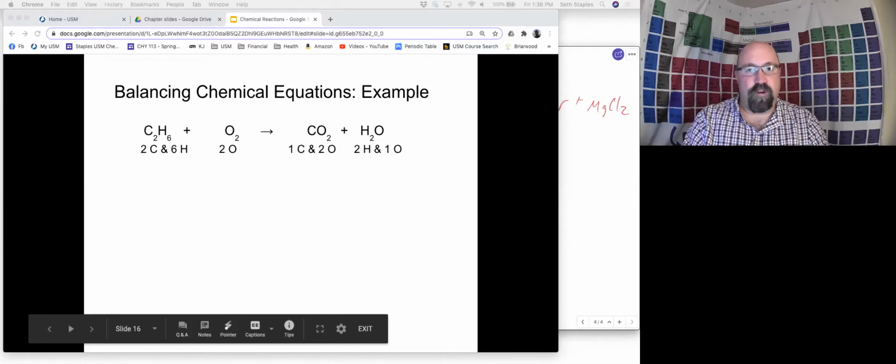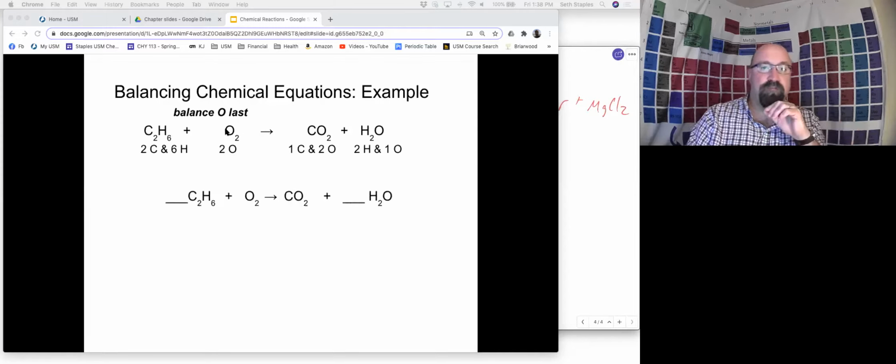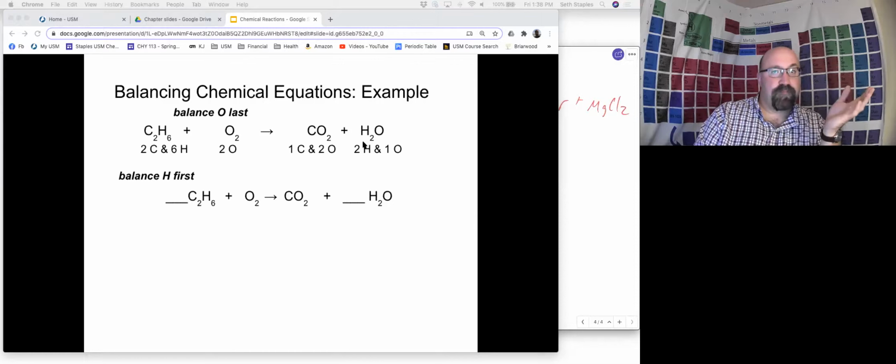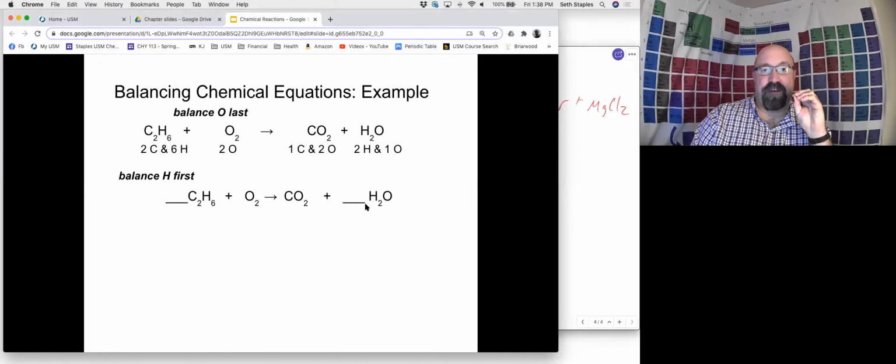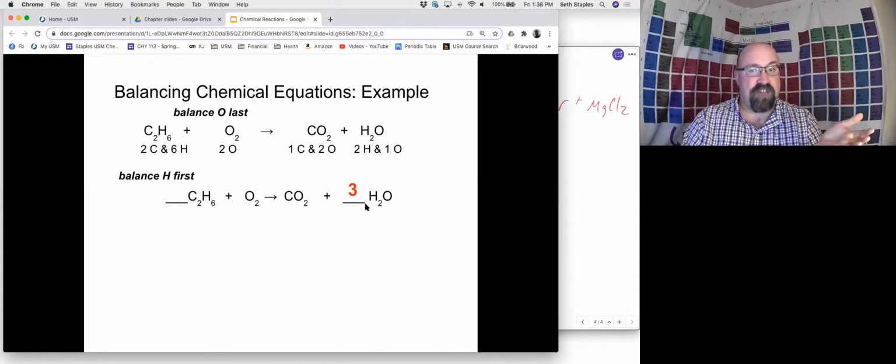The first thing we want to do is save O for last, because oxygen is by itself right here, so we're going to save that one for last. The first thing we might look at is the hydrogen. We have 6 here and only 2 over here, so we're going to look to fix that first. We have H2O on our product side, so the way we can have 6 hydrogens is by having 3 total H2Os. Now we have 6 hydrogens.